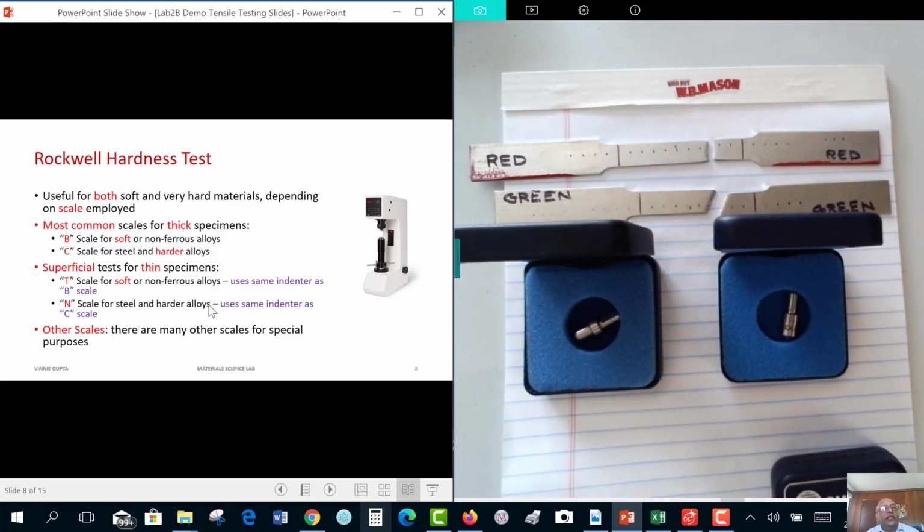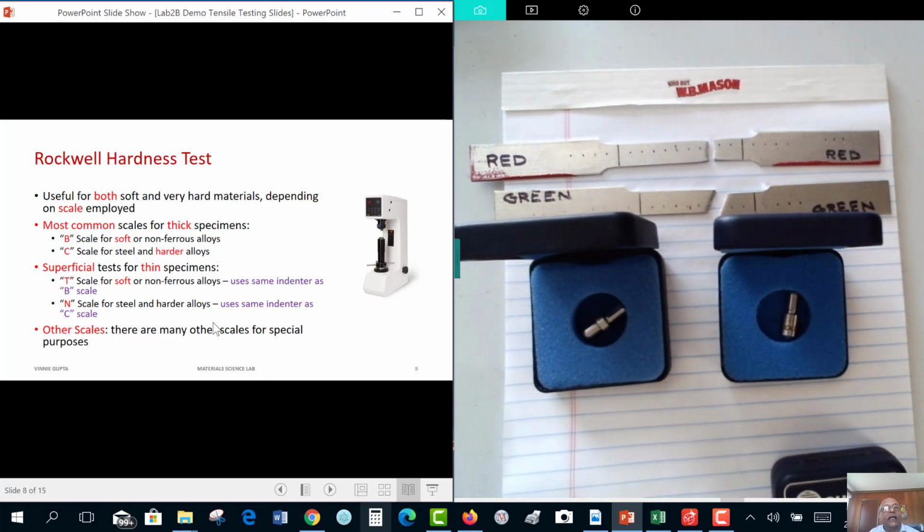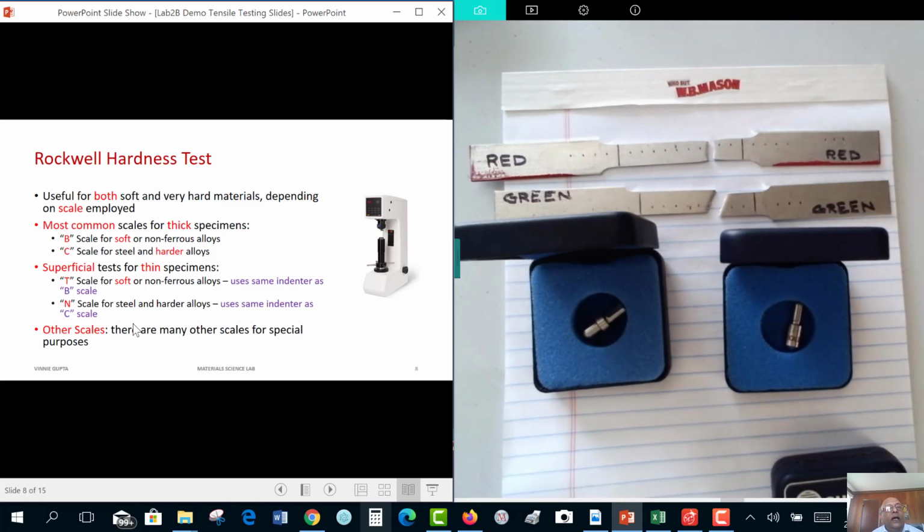For thin specimens, we use the same indenters except with much lower loads. The T scale is for thin specimens, and uses the same indenter as the B scale, which is what we are going to use today. The N scale uses the same indenter as the C scale, for steel and harder alloys. There are also other scales for special purposes, such as plastics.